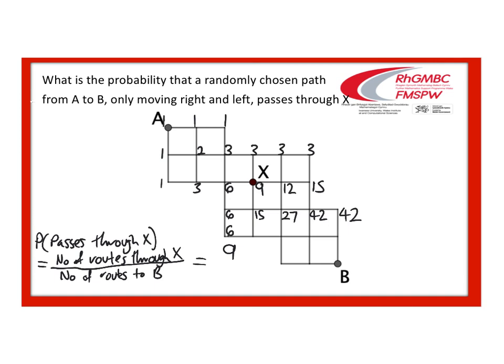So to my next point to the right, we've got 6 routes horizontally, 15 vertically. It's a total of 21. Our next point, 21 horizontally, 27 vertically, total of 48. Our next point, 48 horizontally and 42 vertically, gives us a total of 90. And then our final point on this row, we've got 90 coming in horizontally, 42 vertically, gives a total of 132 routes. And we're almost there.